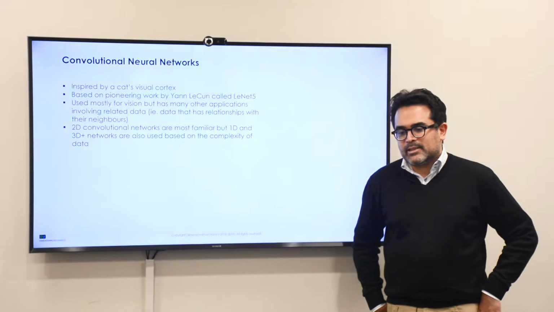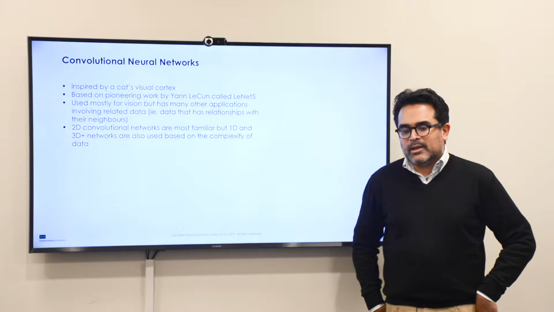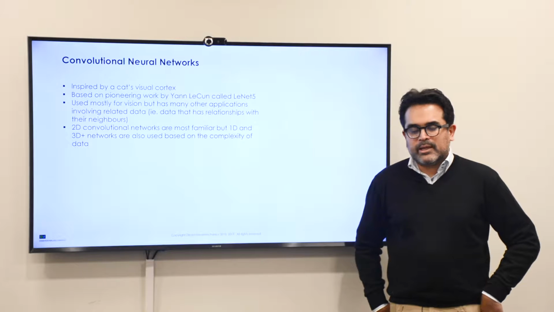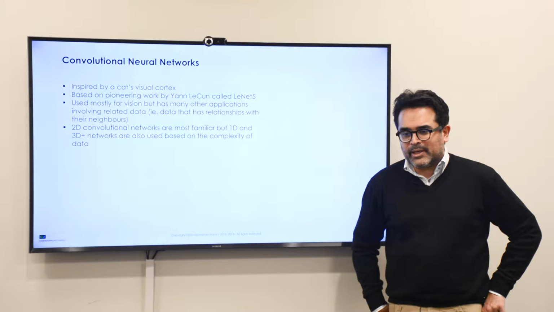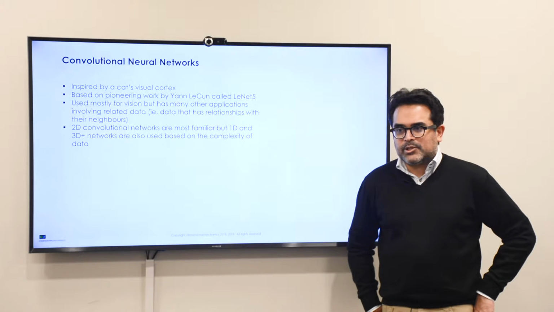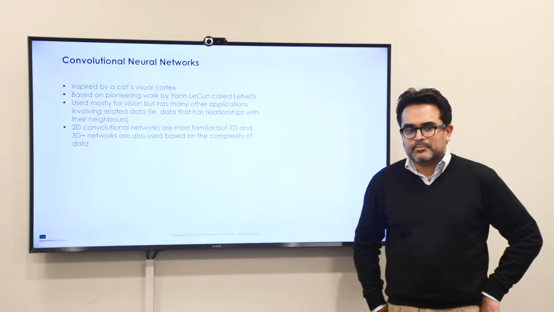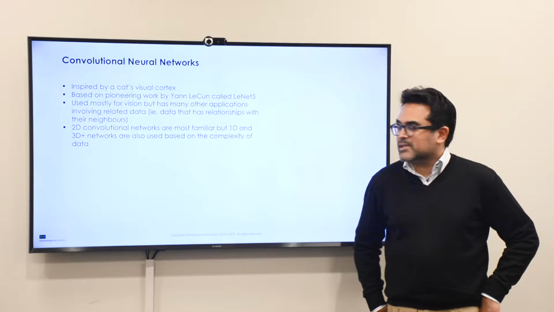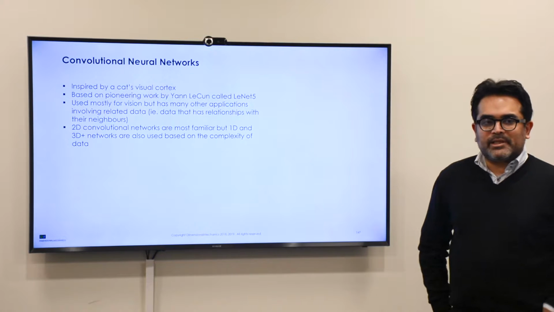So for example, with text analysis, you're dealing with a one-dimensional convolutional network. Image is typically 2. If you're dealing with time series data, it could be 3 or more. So for example, handwriting recognition is a multi-dimensional convolutional network. It's not even a 3-dimensional one. It can be fairly complex. So this is inspired by the cat's visual cortex.